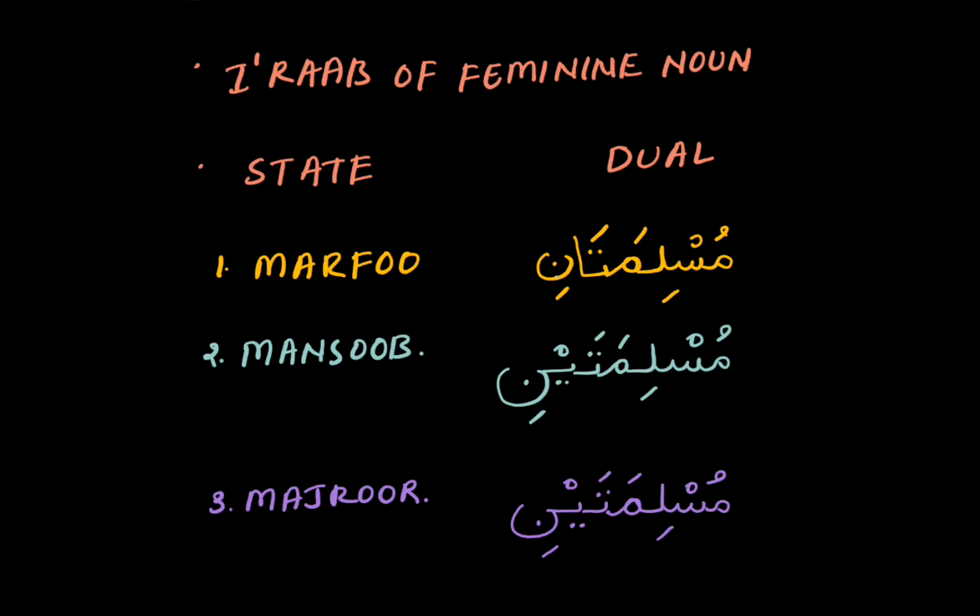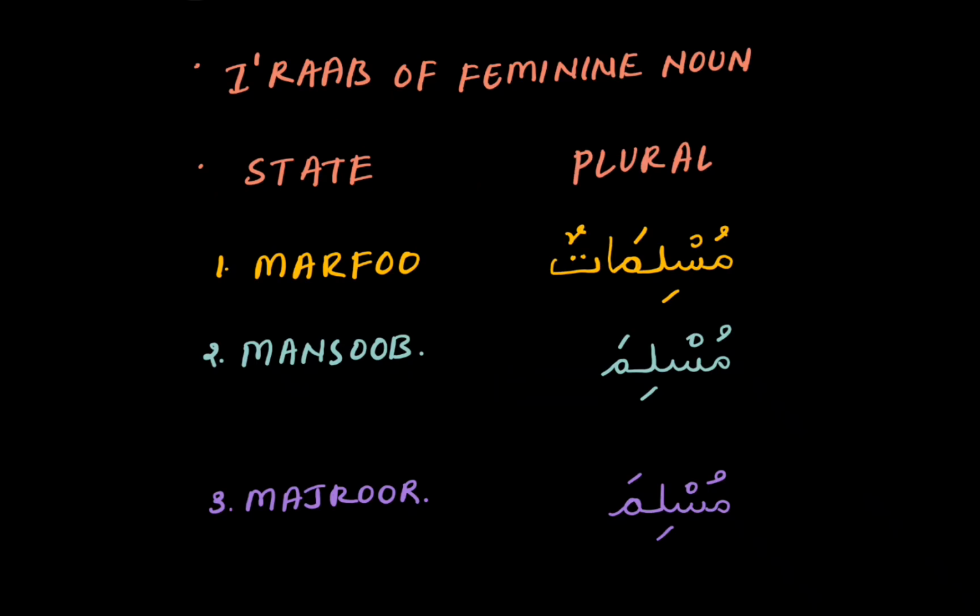In the marfu state, alif noon with a kasra should be added, and in the mansub state, ya noon with a kasra should be added, and in the majrur state, ya noon with a kasra should be added. So it is muslimatani in the marfu state, muslimataini in the mansub state, and muslimataini in the majrur state. How to identify the mansub and majrur state? It depends on the context.